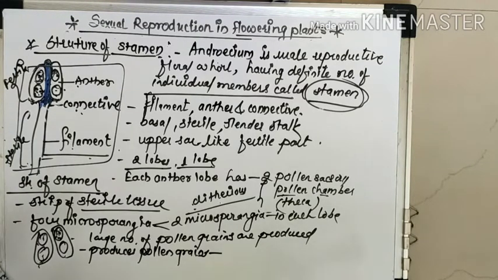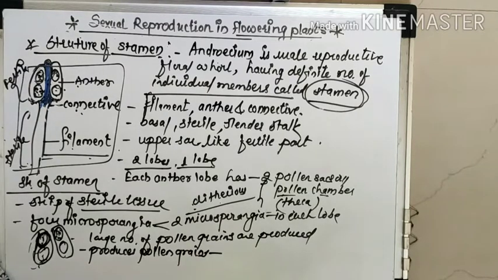Now we will see the internal structure of it, the structure of Microsporangia. How does it look? In other words, the transverse section of the anther. Internally this anther shows the anther wall along with the pollen sac. Next we will see the structure of Microsporangia.